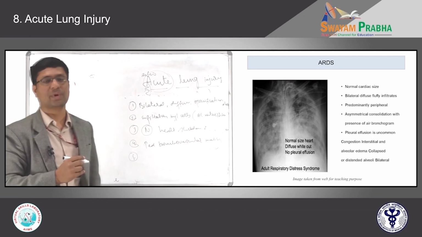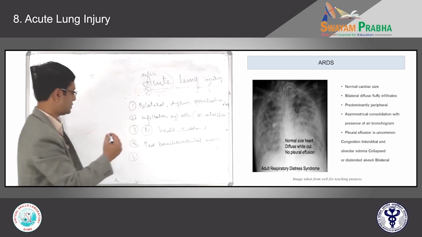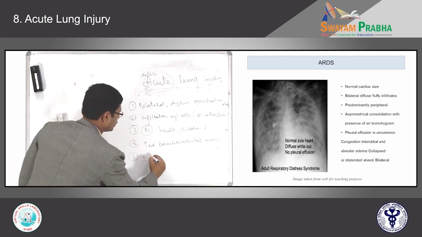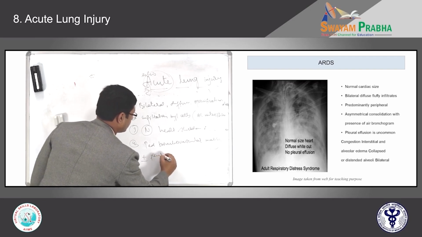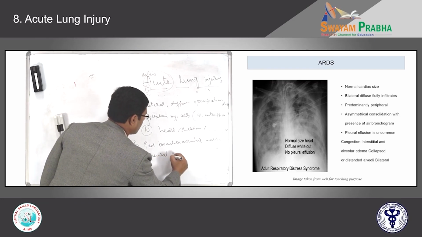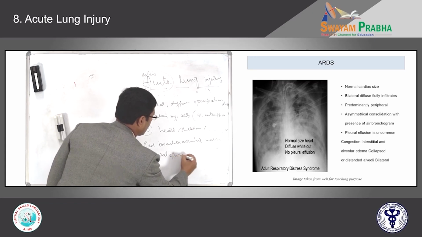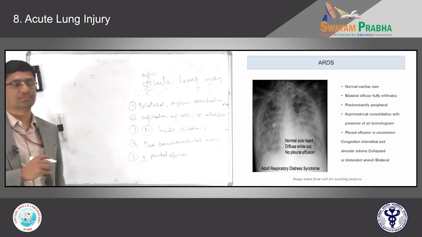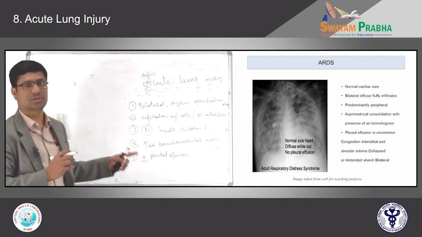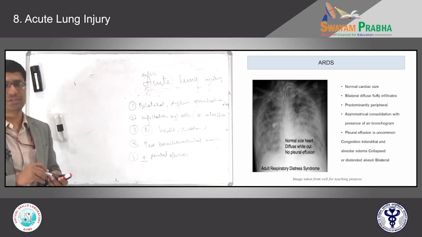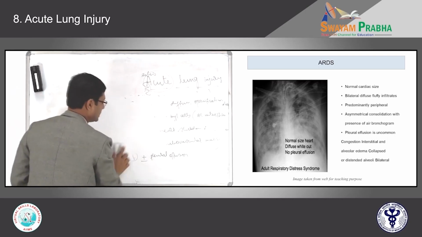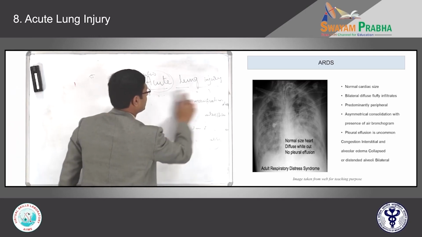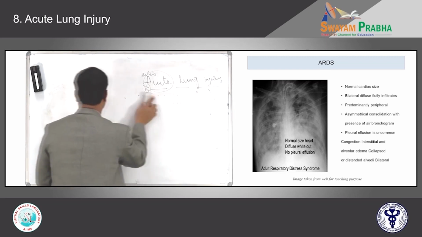Pulmonary edema will be very minimal. It's an acute phase. You may see or you may not see minimal edema, minimal pleural effusion. Okay, normal sized heart. So these are the important radiological features that help the radiologist say that it is acute lung injury or ARDS.